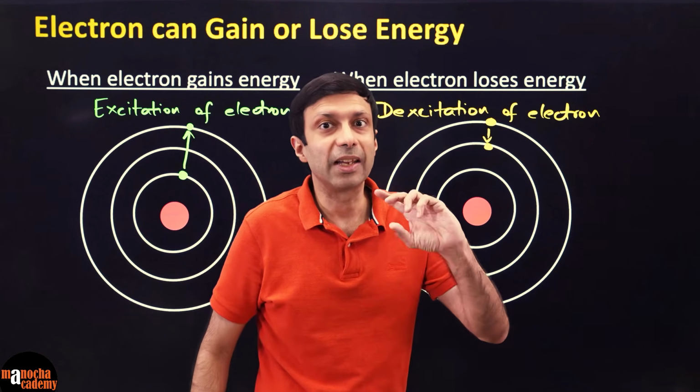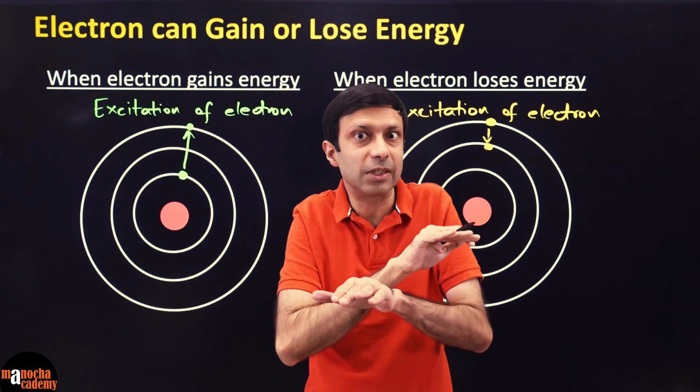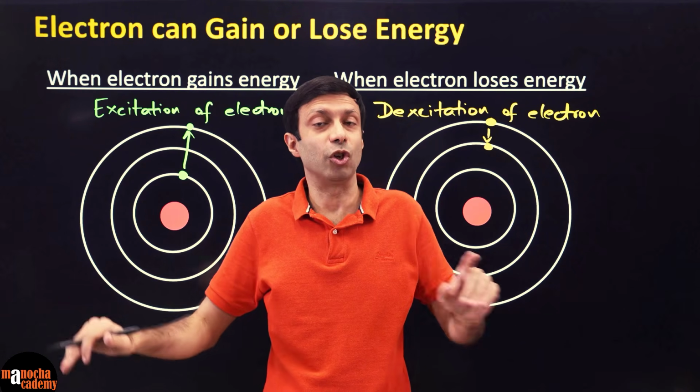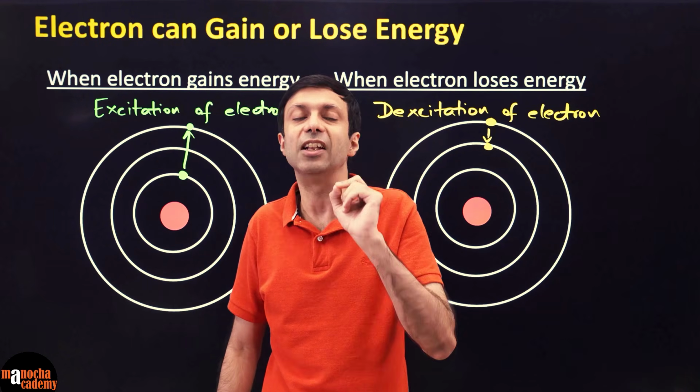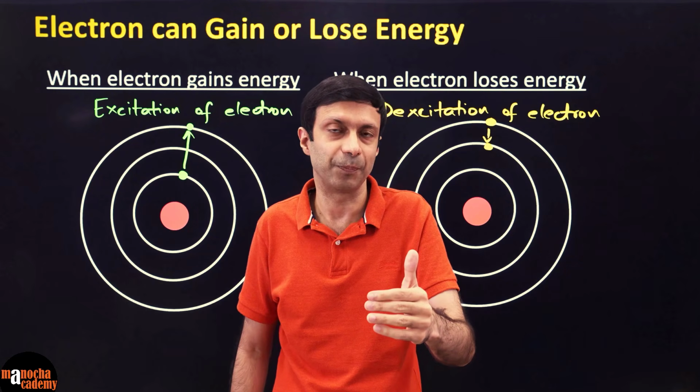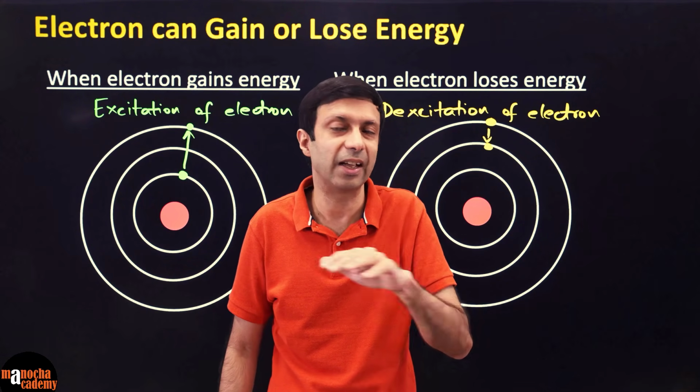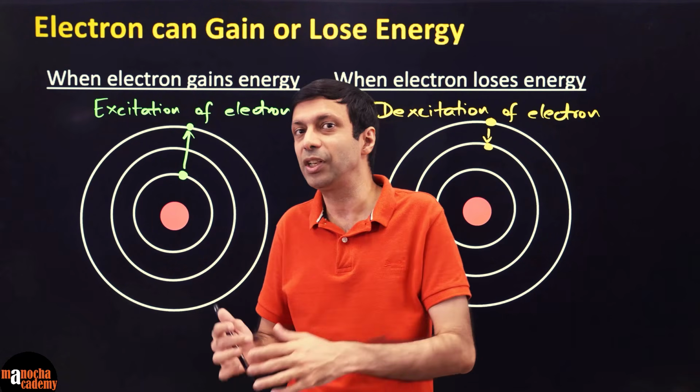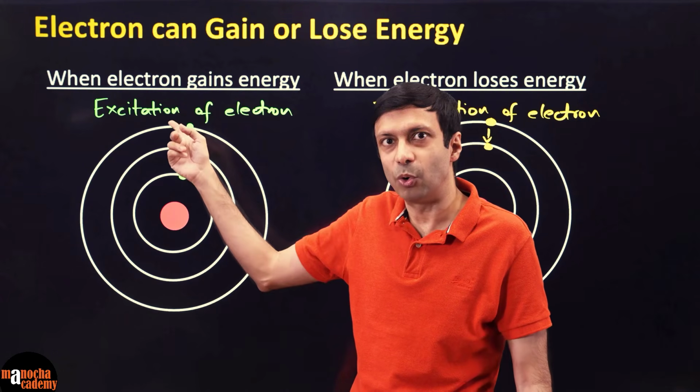So this is the important concept here. When an electron gains or loses energy, it cannot stay in the same shell. Because remember, in the shell, the energy is fixed, because every shell has an energy level. But when it gains energy, it's called excitation. It will move to a higher shell.